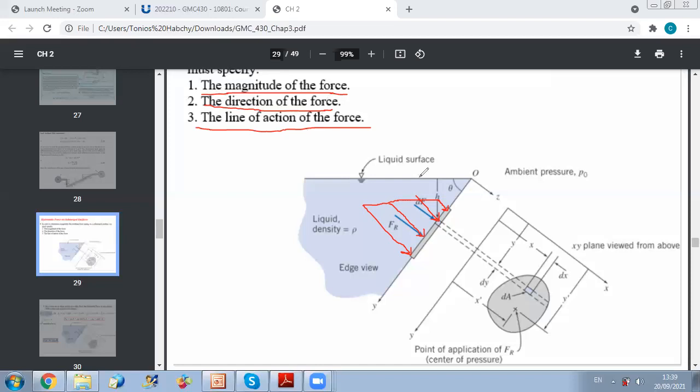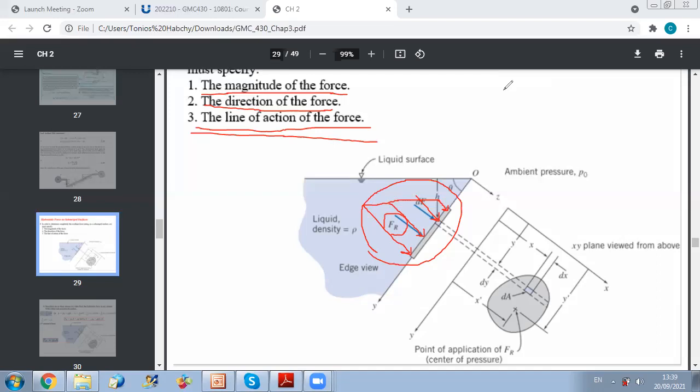Similarly, if you want to determine the line of action of the force, what is the condition that will allow you to find it? The condition is that the moment produced by the distributed load, about any axis, should give exactly the same moment produced by the resultant force. So this is in summary the procedure.